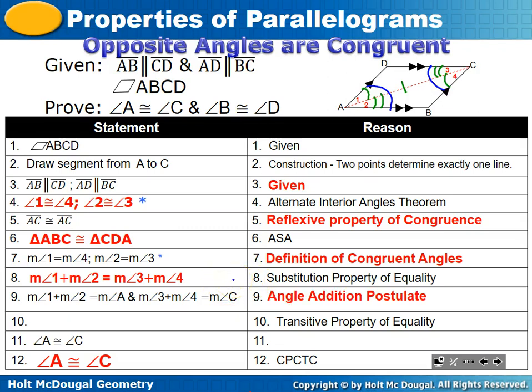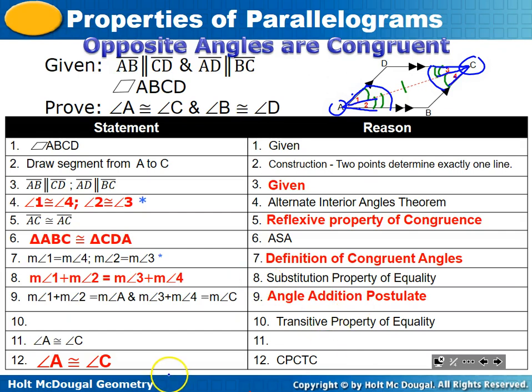Notice we're adding angle 1 and 2 together, 1 and 2 right here, and they equal A. Adding 3 and 4, and they equal C, the whole thing. So when I add these two angles together, 1 and 2 right there, I get all of angle A. When I add angles 3 and 4 up here, I get all of angle C. That's what we did.